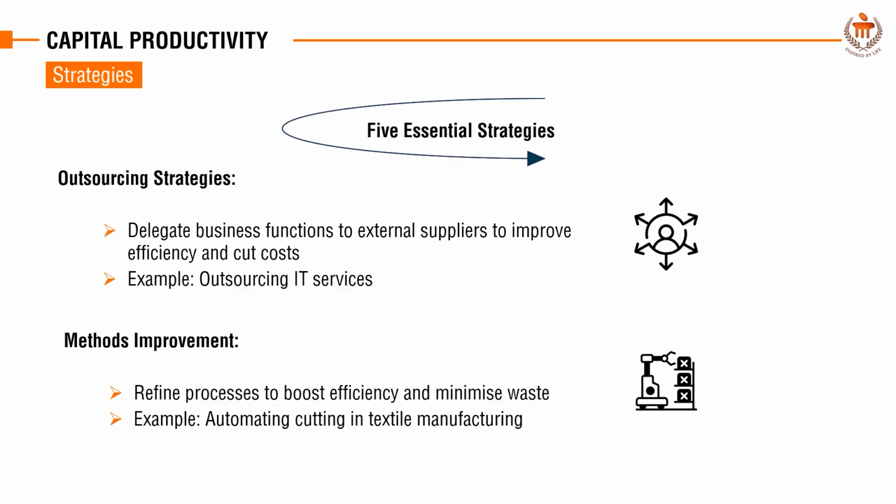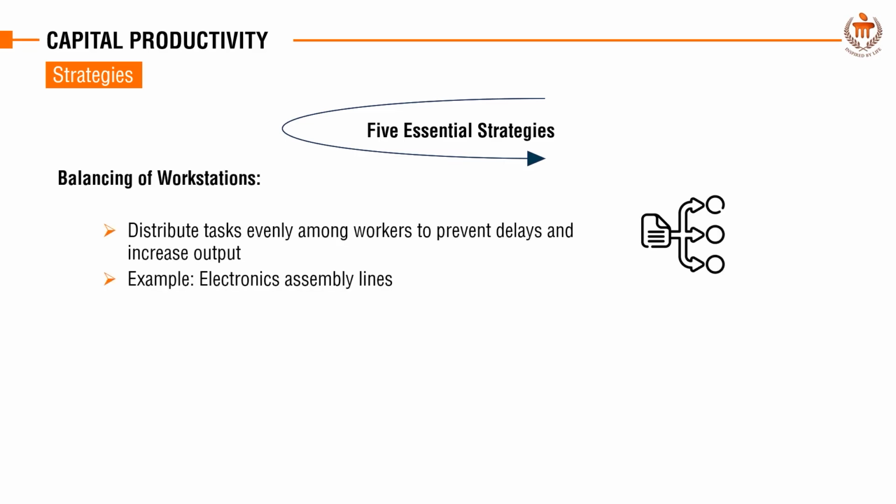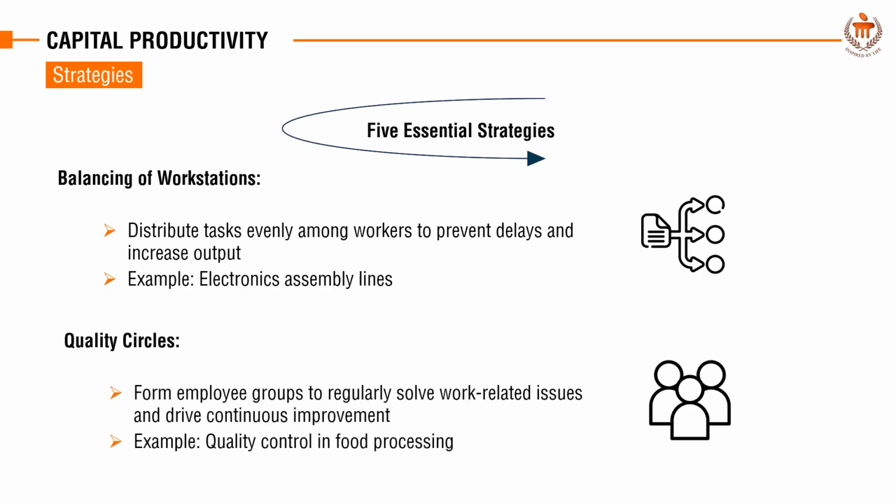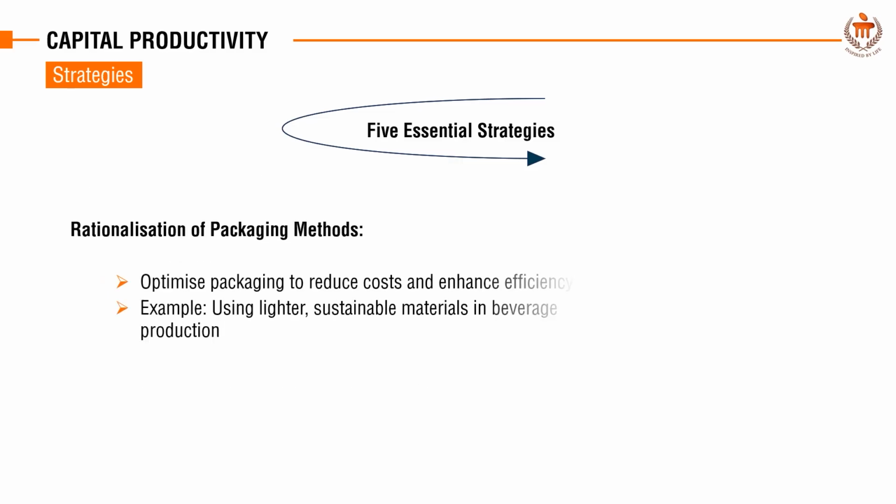manufacturer automating cutting processes. Number 3, balance of workstations. It ensures even task distribution among workers, as seen in electronics assembly lines, to prevent delays and boost output. Number 4, quality circles. Quality circles are employee groups that meet regularly to solve work-related problems, fostering continuous improvement, like a food processing team addressing quality control issues.